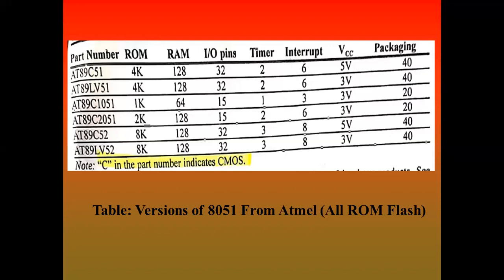So this is the table for the versions of 8051 from Atmel. You can see almost all the versions use different ROMs: 1K, 2K, 4K, 8K. RAM is also 64 or 128. In the case of 89C1051, it is 64, whereas in all other versions of the microcontroller, it is 128. Input output pins are 32 and 15. Timers can be 1, 2, 3 in different versions.